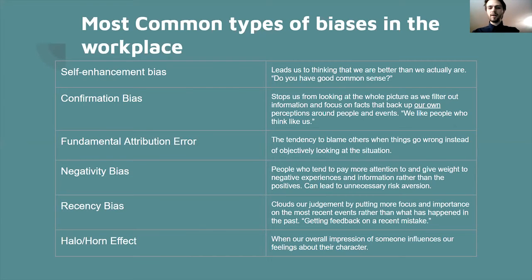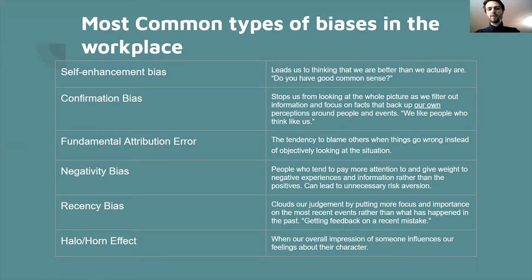And the confirmation bias stops us from looking at the whole picture as we filter out information and focus on facts that back up our own perceptions around people and events. This is where we look for things that agree with our thinking. This is why we like people who think like us, because they'll agree with us and they see things how we see it, even though there might be more to it. One we've seen in class before is the fundamental attribution error. It is the tendency to blame others when things go wrong instead of objectively looking at the situation.